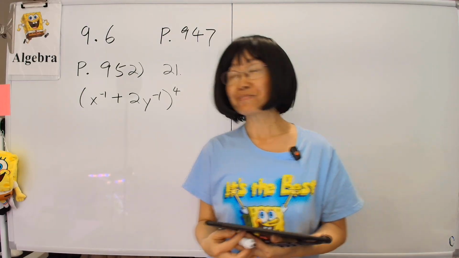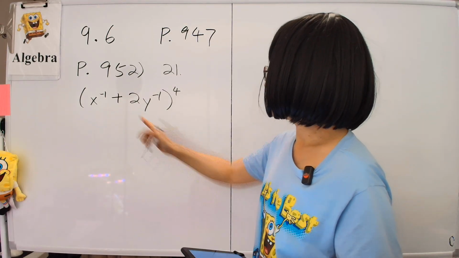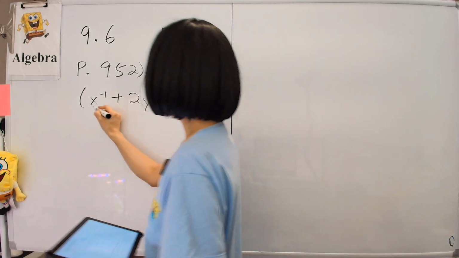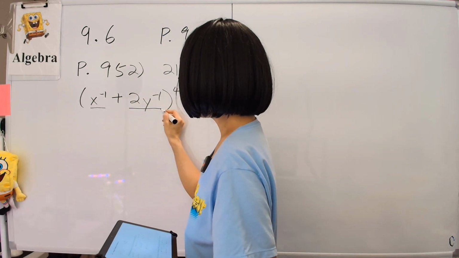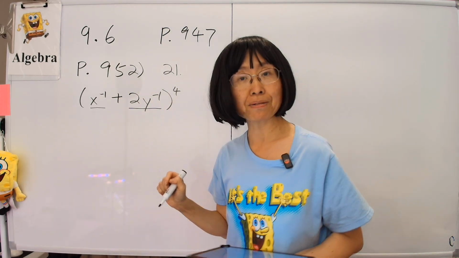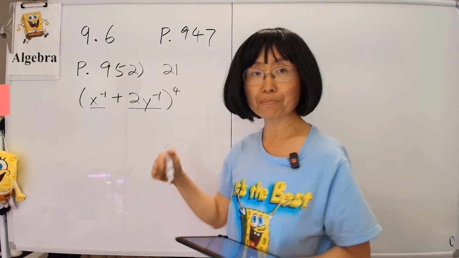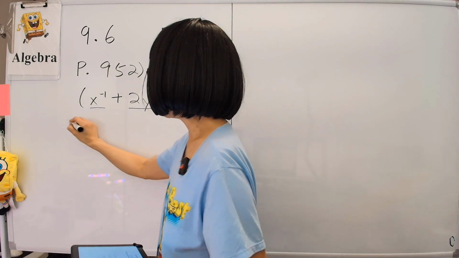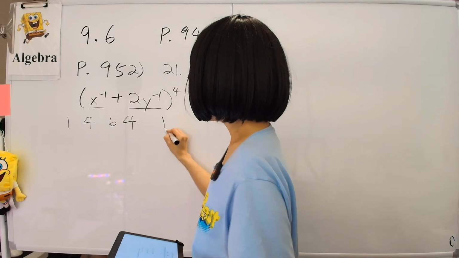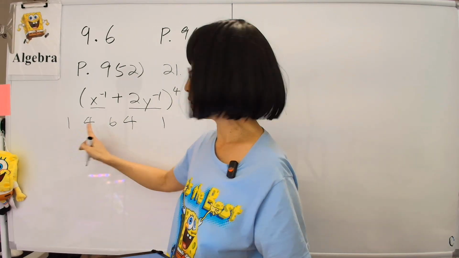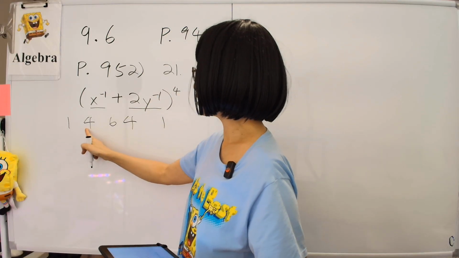So now that you're done with the homework, let's talk about problem 21. We have one thing here, that's x to the power minus 1, and then the second term is 2y to the power minus 1. So we're going to expand this. It's the fourth power, and remember what the fourth power's numbers are? It's 1, 4, 6, 4, 1. The first number is always 1, and the second number is always whatever power this is, which is the n. In this case it is 4.